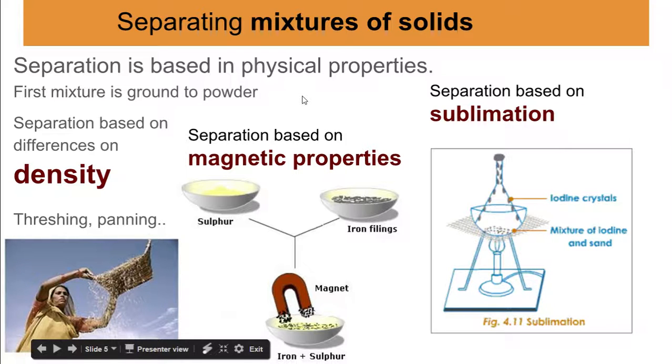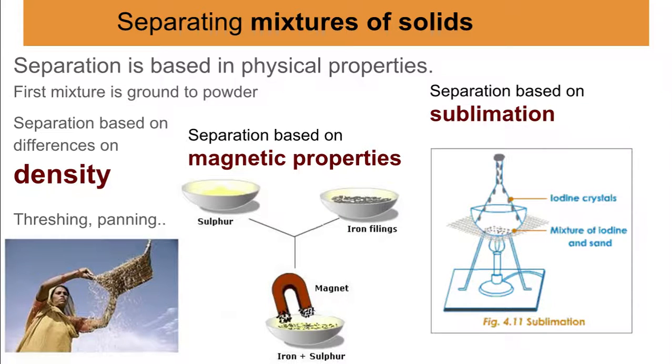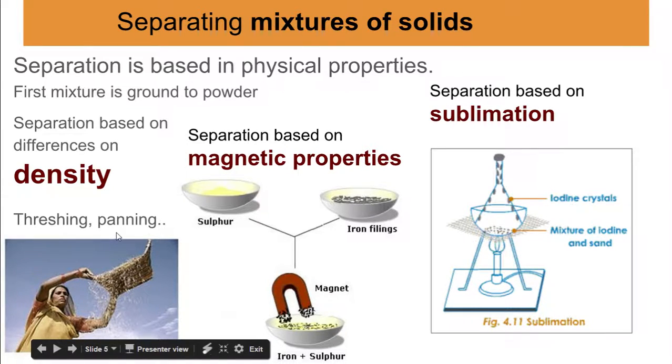Now let's talk about separating mixtures of solids. When we have two or more solids, separation is based on their physical properties. But first, the mixture is ground to a powder, and separation is based on differences in density, like in threshing or panning. For centuries, people have threshed grains and separated the grain from the other particles that are in it. Or the panning of gold is based on the different densities.